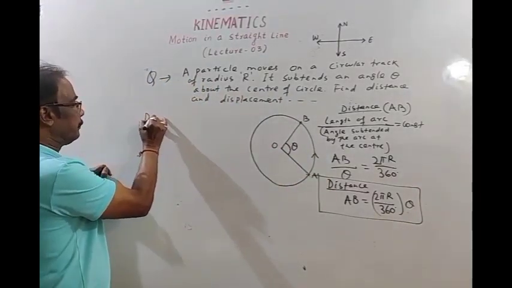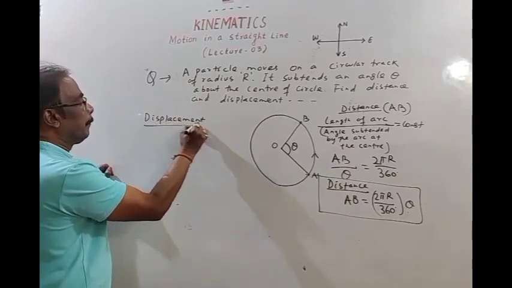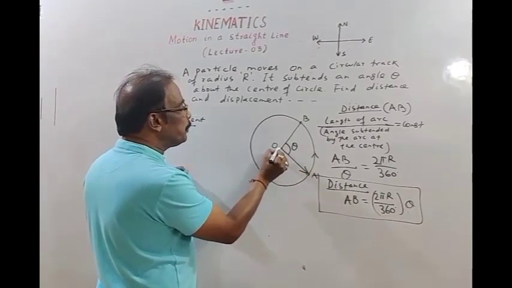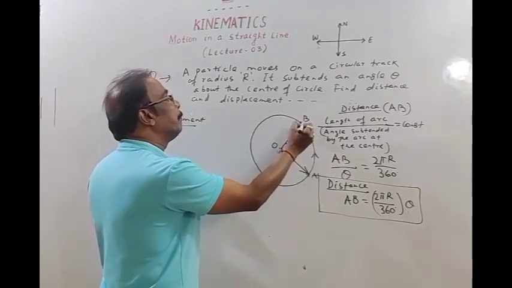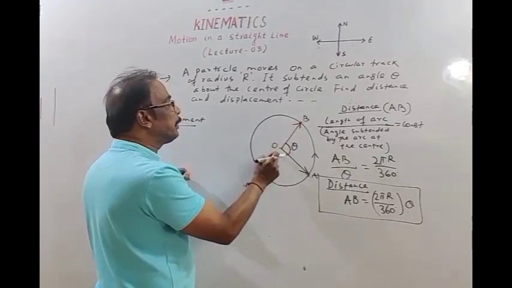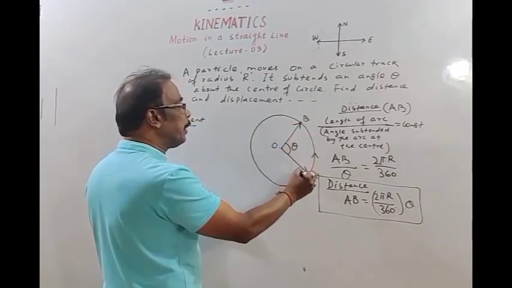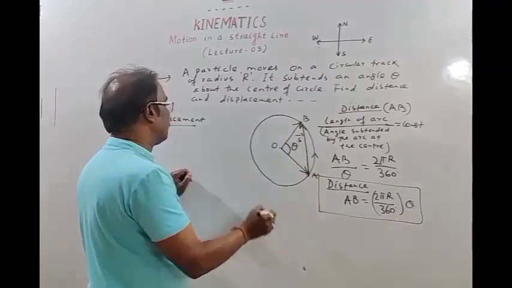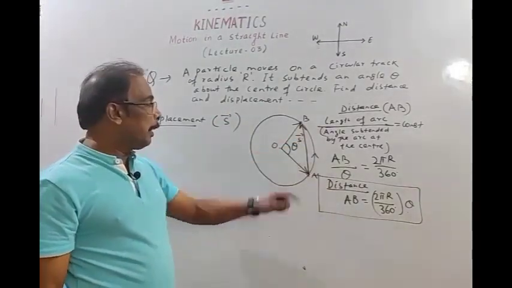Then displacement. The initial position is A, and the position vector of the particle with respect to the origin is the OA vector. It finally reaches B, and the position vector of the final position with respect to the origin is the OB vector. This is the initial position, this is the final position, and this is the displacement. Let this displacement be S, the shortest path from the initial to the final position.